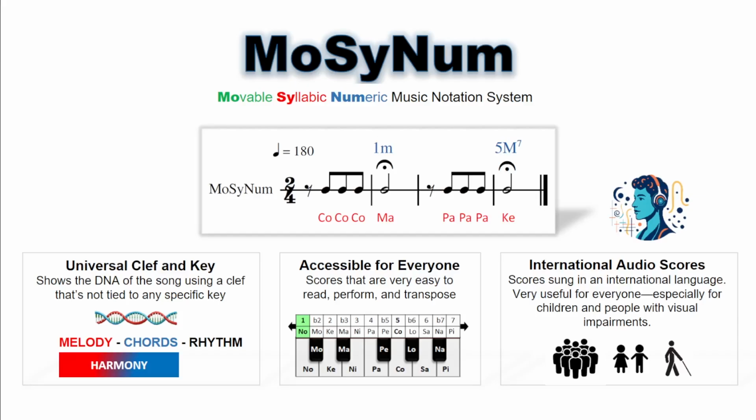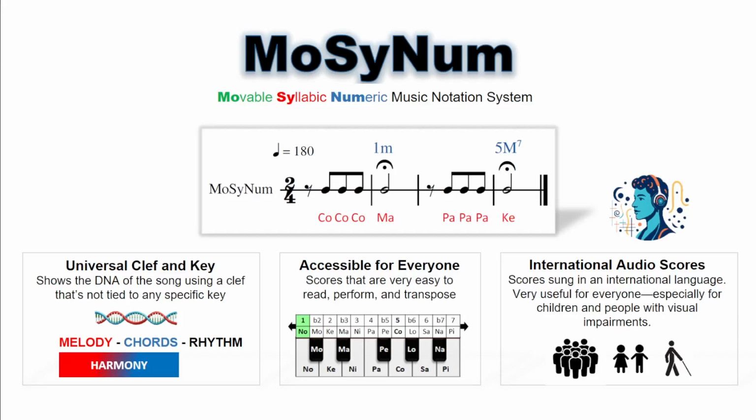of the melody notes. For the first time, MoSyNum offers a way to represent music using both a universal clef and a universal key. The universal clef shows the melody, harmony, and rhythm of a song without depending on a specific key. The universal key is a system that represents music independently of any particular tonal center. It allows the same score to be read and performed in any of the 12 keys without changing the note names. With this approach, MoSyNum reveals the DNA or essence of a song, its true melodic, harmonic, and rhythmic identity, regardless of the key in which it is composed or performed.